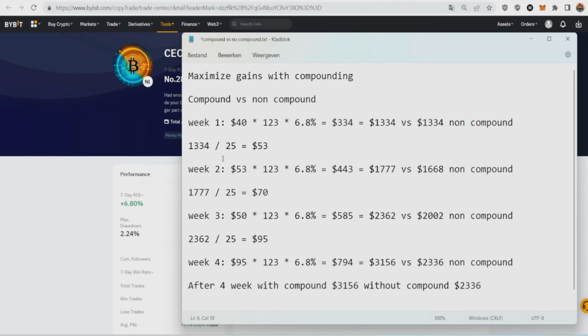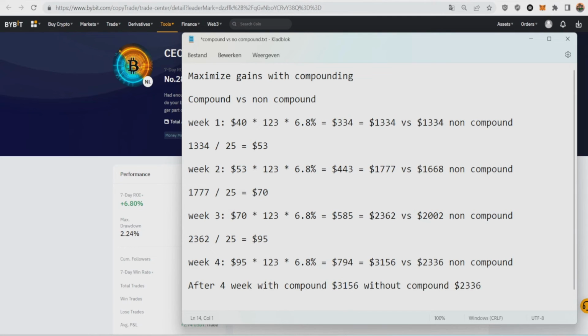After 2 weeks, the guy with compound would recalculate his margin by taking his total balance divided by 25 and would put $53 margin instead of 14 and would make $443 that week. So he would already make over $100 more than the non-compound. Then he would use this money again, divided by 25, which would mean a $70 margin. Then he would do $70 times 123, which would be $585 compared to the $334 that the non-compounding guy makes. And after 3 weeks, he would already make like $350 more.